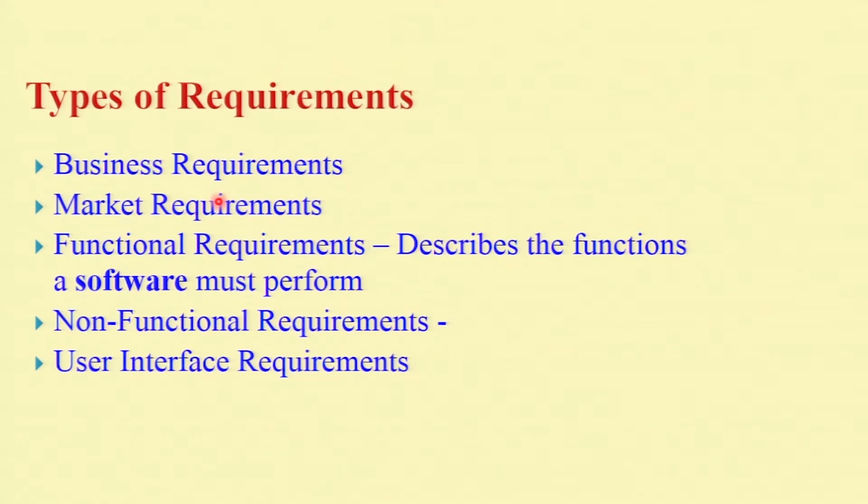Then next is the market requirement. Market requirement denotes what sort of market it is, and if I am going to develop this software, what sort of benefits I will get as an organization. Will I be in a position to get future orders if I develop this particular software? That denotes the market requirement. Then the functional requirement: whether your software performs the function that is required is called the functional requirement.